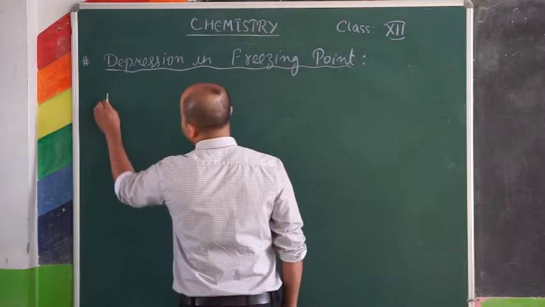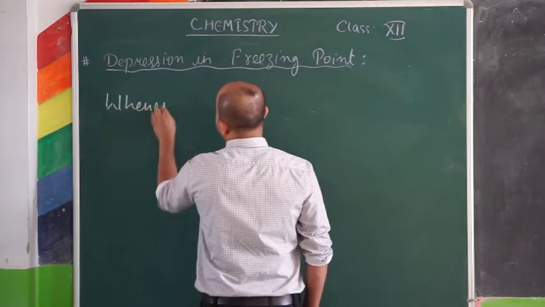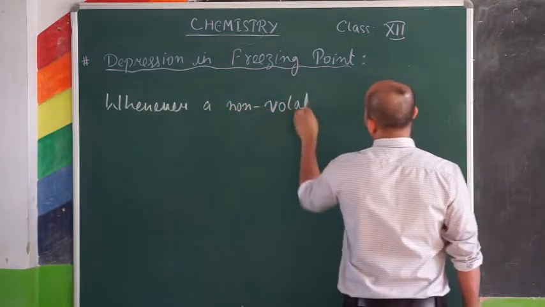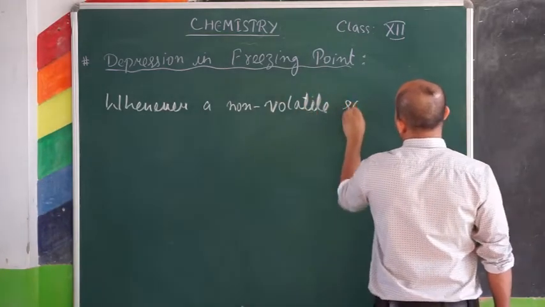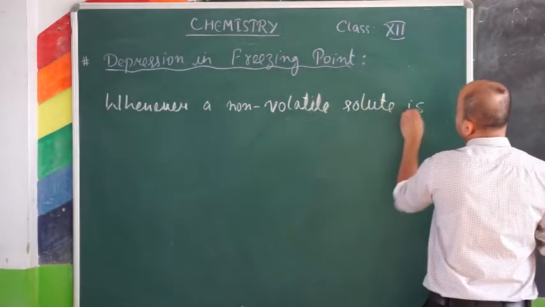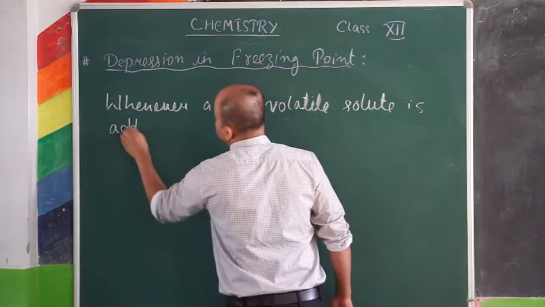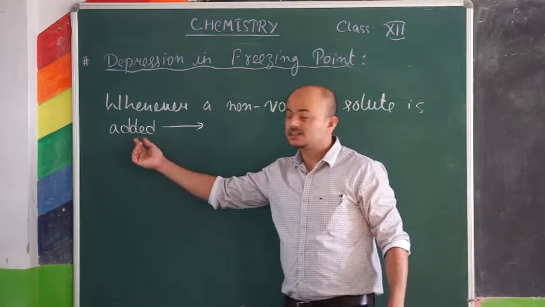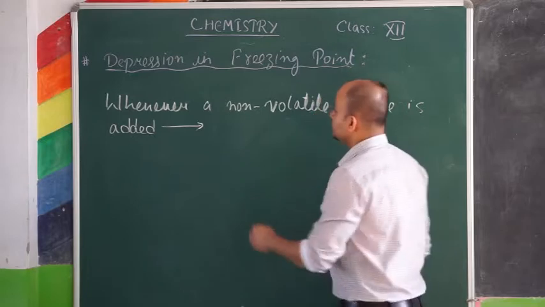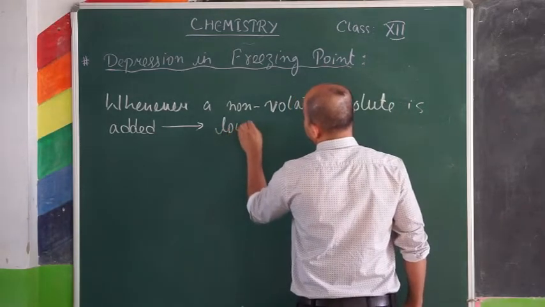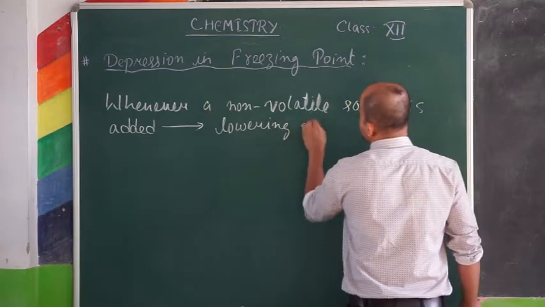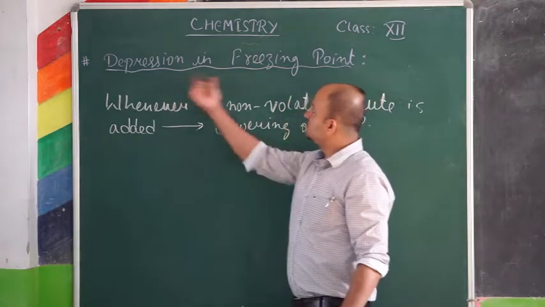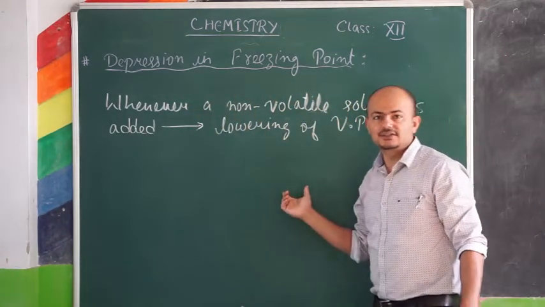So we know that whenever a non-volatile solid is added to a solvent, this results in lowering of vapor pressure. Now, to understand this depression in freezing point, let's do it graphically.